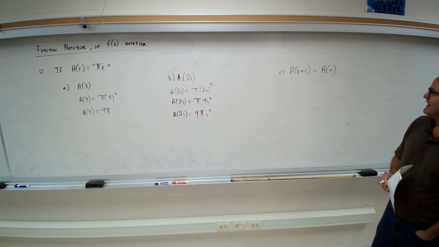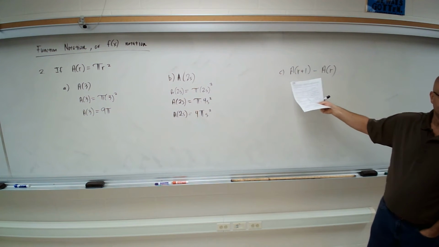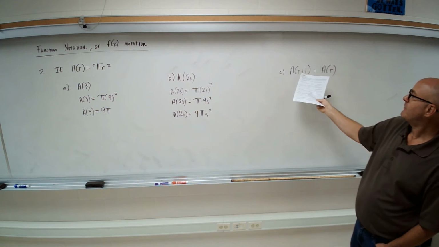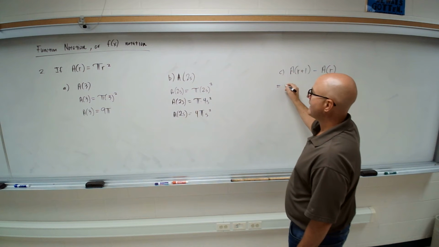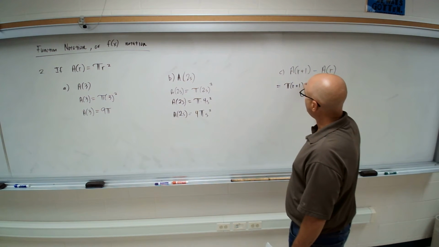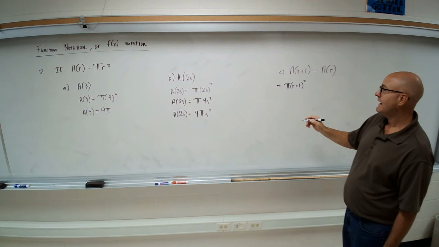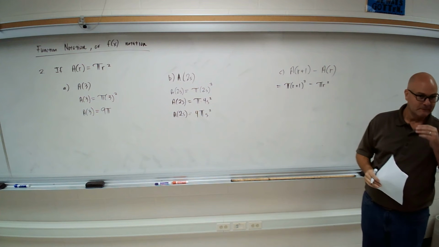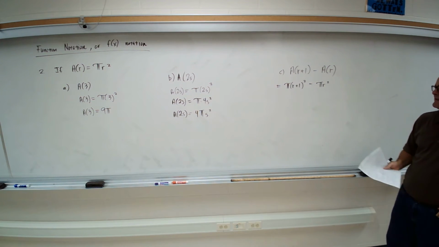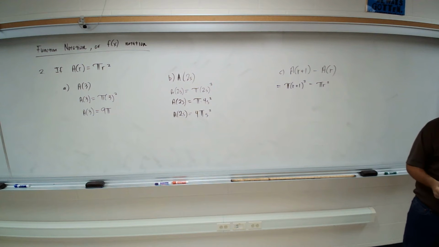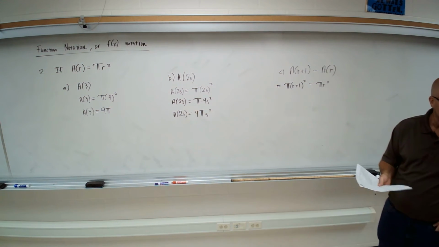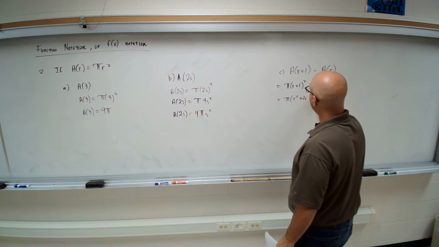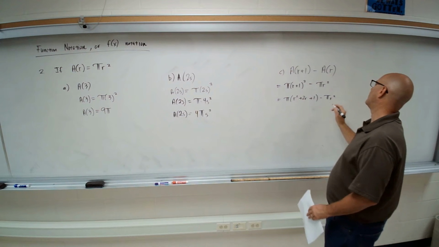Here's the last part, C here. So again, we have two functions, correct? The first time, you're going to take this function, you're going to remove r and replace it with r plus 1. So that'll be pi times (r plus 1) squared. And then over here is just A of r, so it's just going to be pi r squared. Now, in a case like this, we need to go ahead and square that. I think something's going to cancel here. I'm pretty confident. So that gives us pi times (r squared plus 2r plus 1) minus pi r squared.